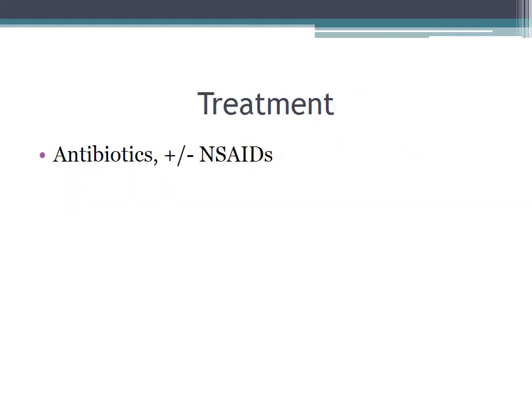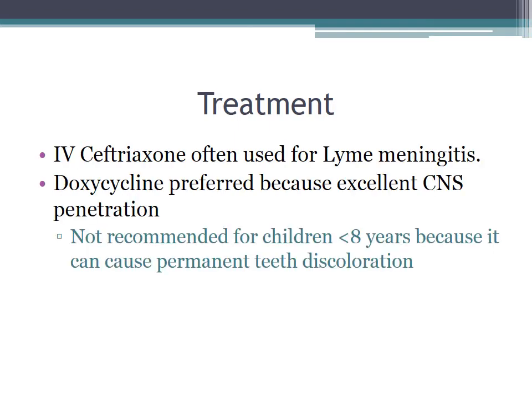Treatment consists of antibiotics and possibly NSAIDs if they're needed. IV ceftriaxone is often used for Lyme meningitis, but doxycycline is preferred because of the excellent CNS penetration. However, doxycycline is not recommended for children less than 8 years of age because it can cause permanent teeth discoloration.